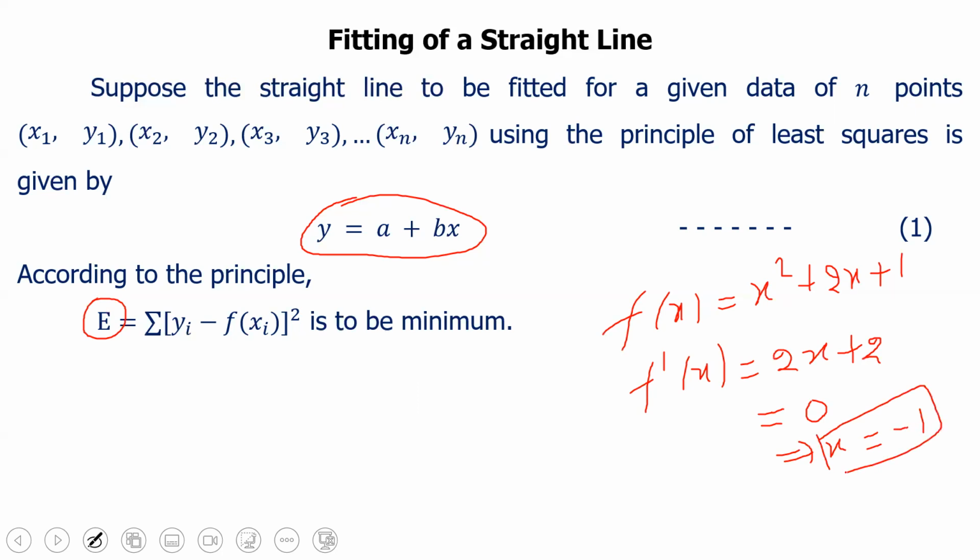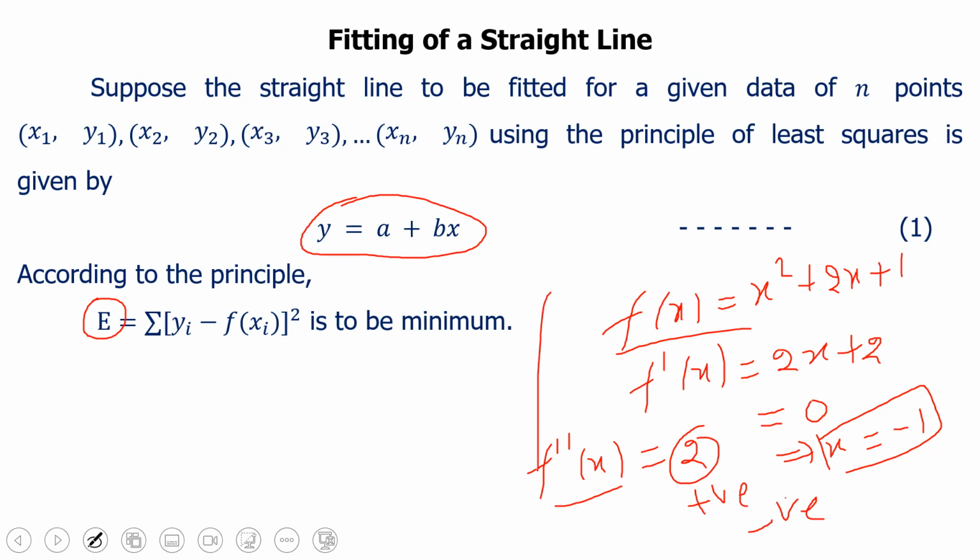After that, we have to find the double derivative, f double dash of x. What is f double dash of x? It is 2. Since it is positive, the function f of x, which is x square plus 2x plus 1, at x equal to minus 1 has the minimum value. Suppose f double dash is negative, then we get the maximum value at x equal to minus 1. So this is the method to find the minima or maxima of any given curve.